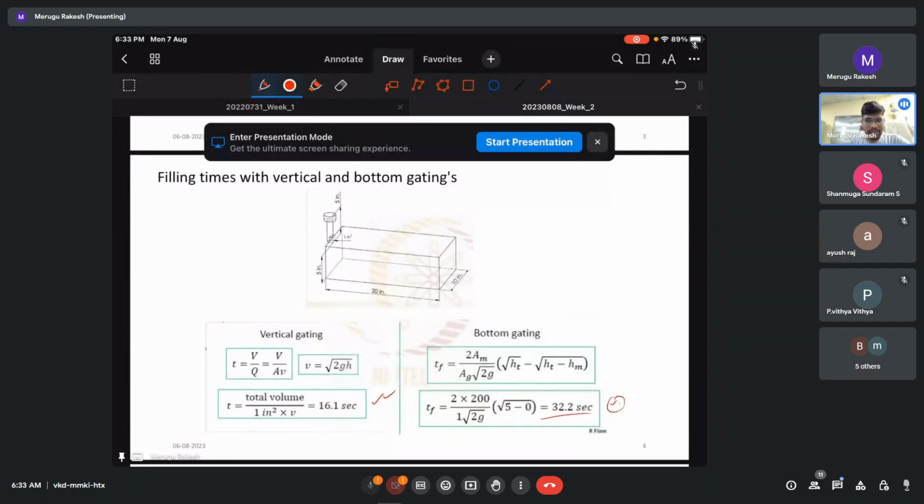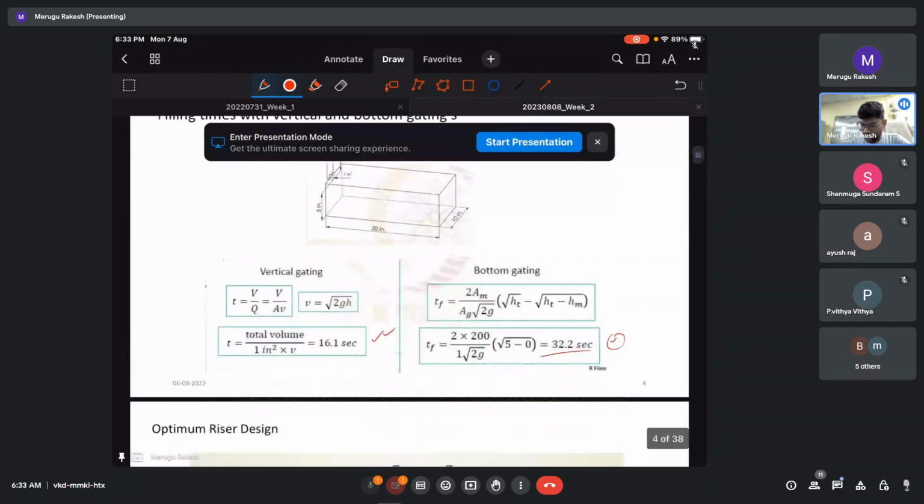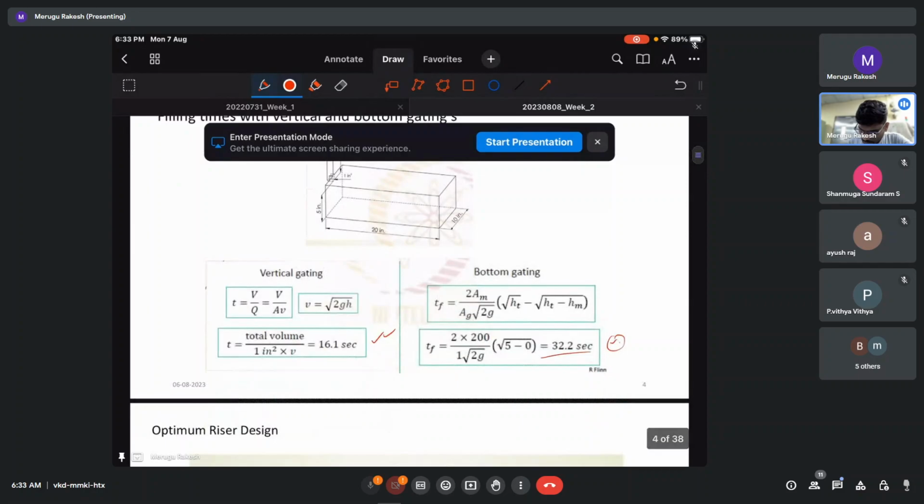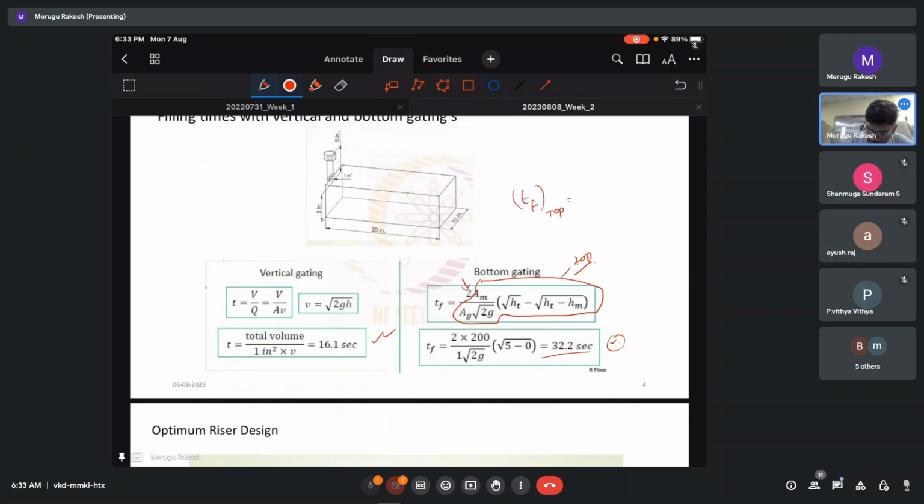Yeah, sorry for the mistake. So I found what happened here. This formula, this term will be same as top. But this two is in front of it. So that's why the filling time in top is twice the filling time in bottom. However, we are getting 16.1, so this will be simply 32.2 seconds.